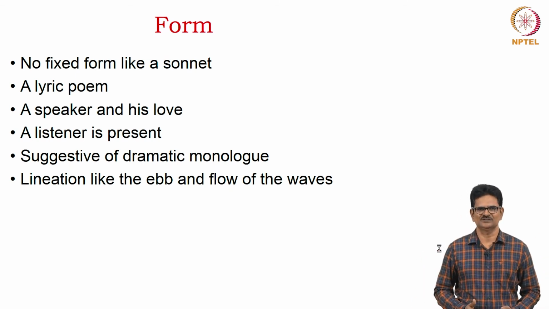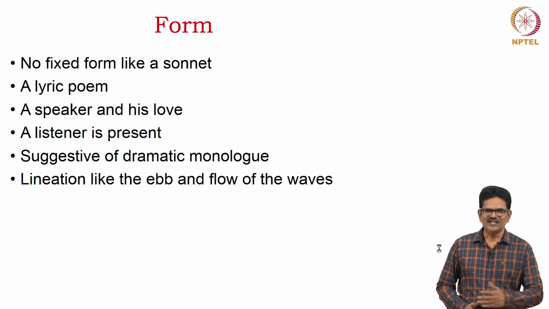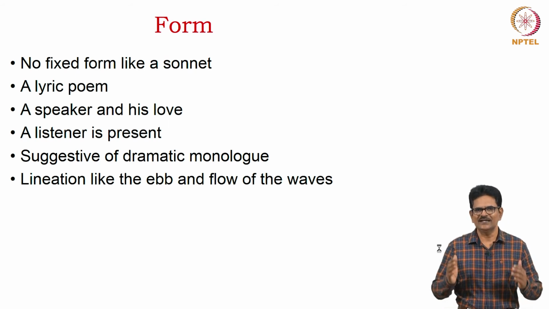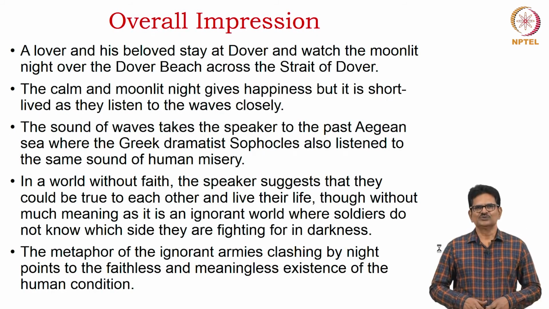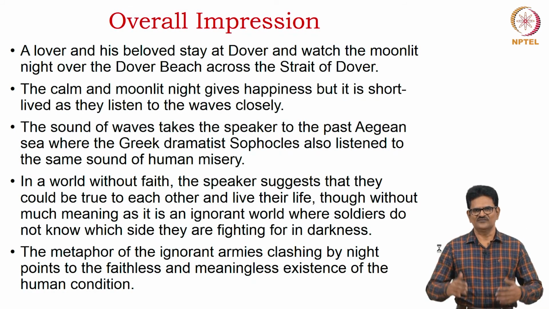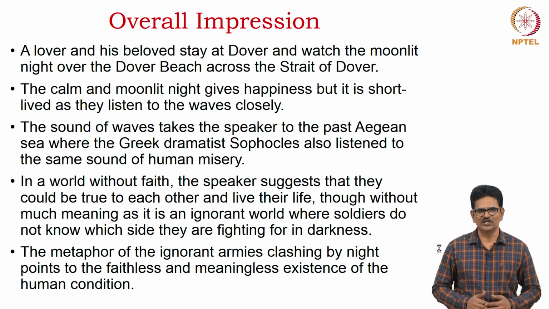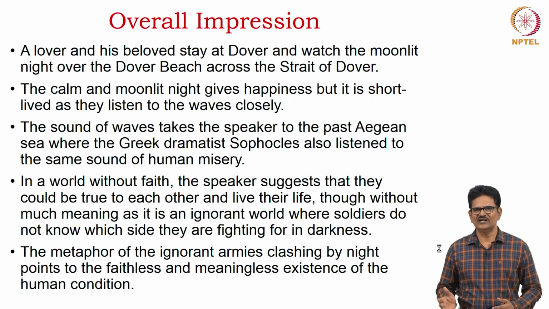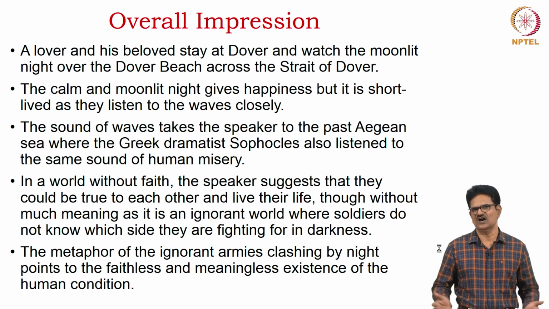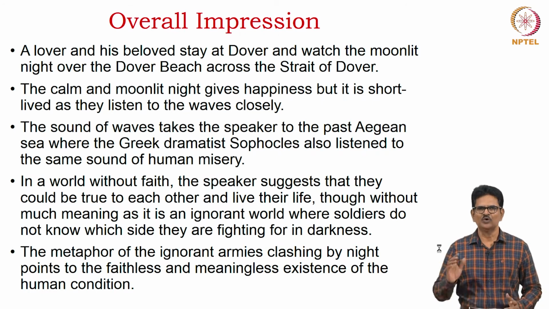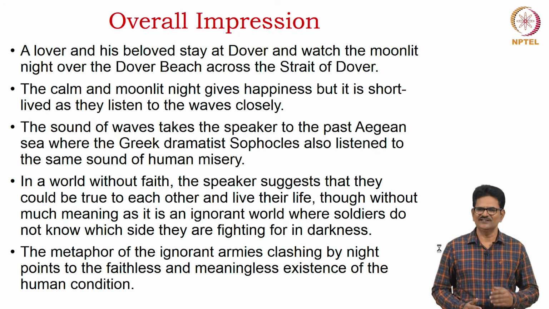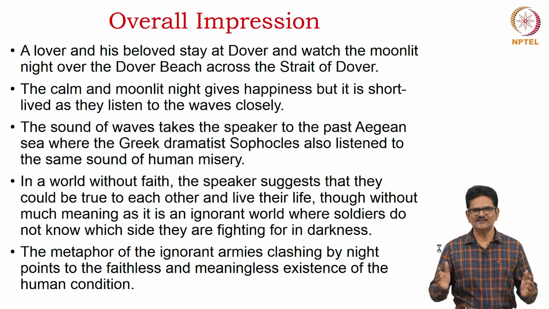The lineation of the whole poem is like the ebb and flow of the waves, the flow of human life perhaps. To give an overall impression of this poem, let us look at the following points. A lover and his beloved stay at Dover and watch the moonlit night over the Dover beach across the straits of Dover. The calm and moonlit night gives happiness, but it is short lived as they listen to the waves very closely.